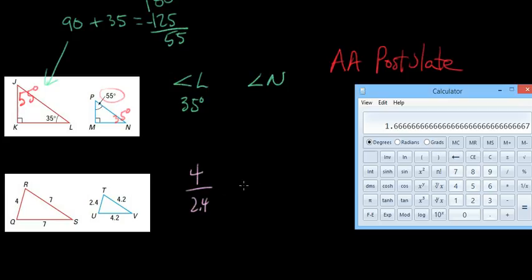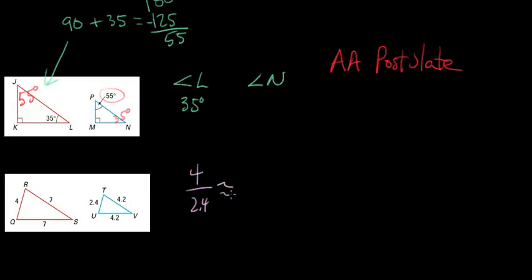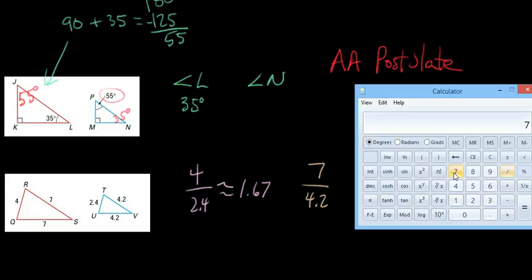Or if you'd rather, let's just call it 1.67. So this is approximately 1.67, in other words, 1.666 rounded off. And then let's look at the next one, 7, and the other two are the same. So if we just do that one time, we'll know. So 7 over 4.2. And let's see if that's going to be the same. 7 divided by 4.2, and that looks like it's the same thing, 1.67 rounded off.